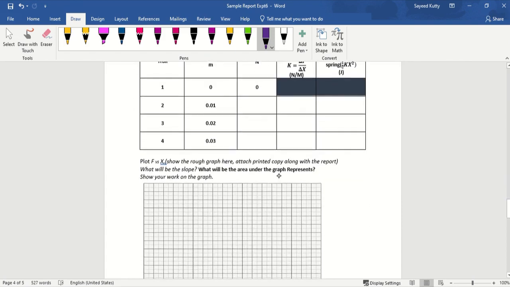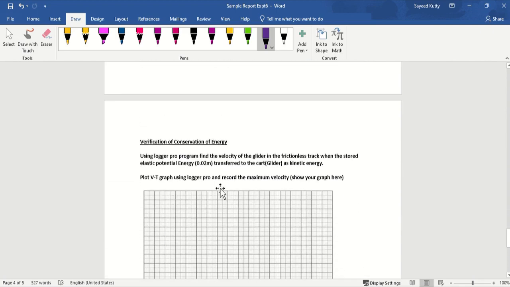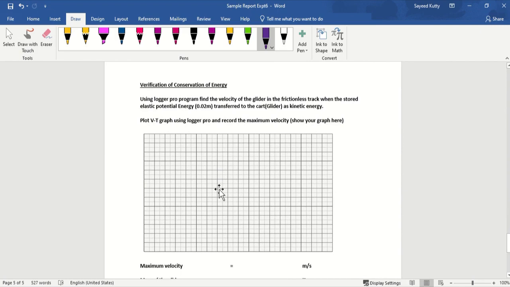Then there is a graph here. I'm asking you to plot the F versus X graph, F the force and X the displacement of the spring. I will explain all that, then you will understand. Then there is another page for the kinetic energy calculations.